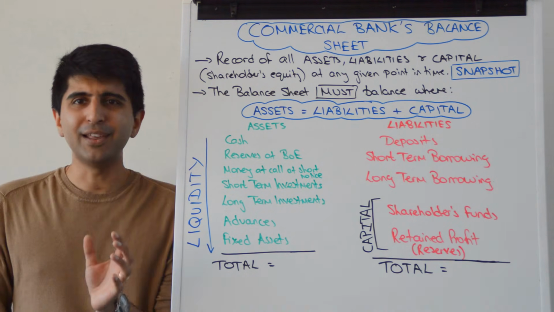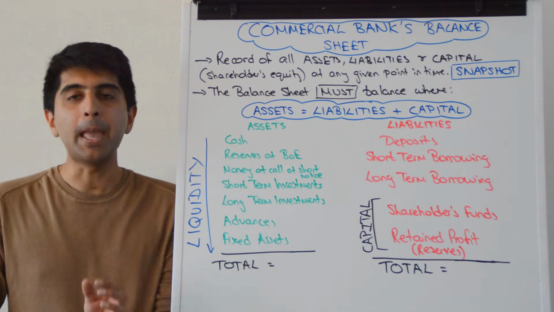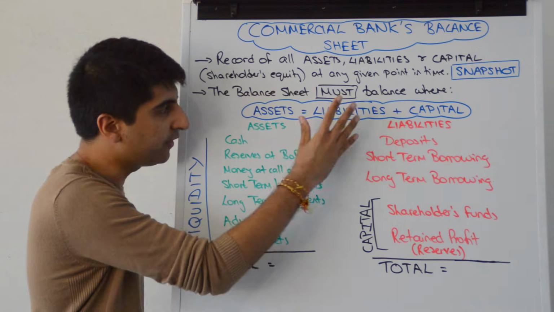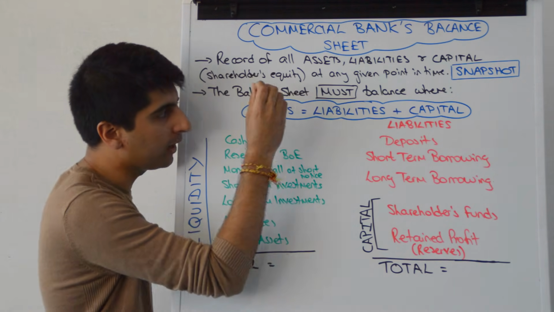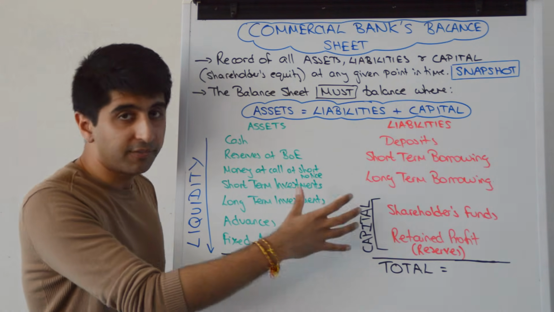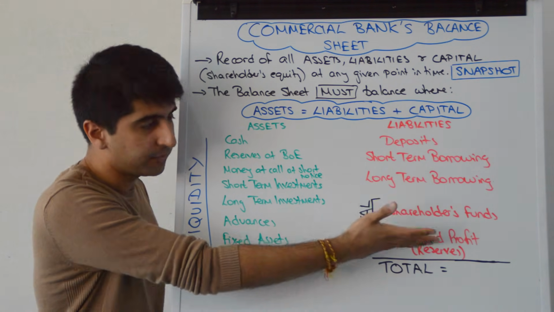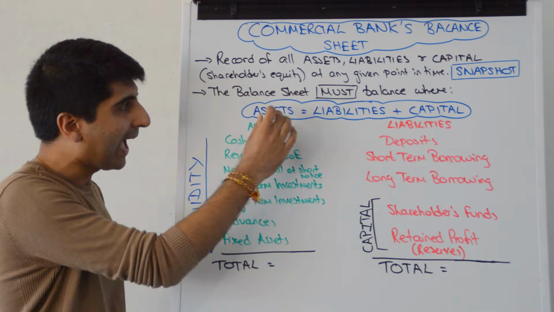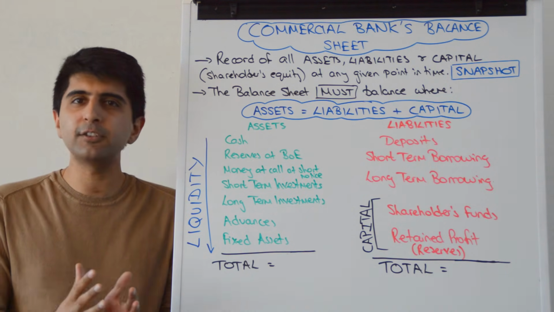The balance sheet is not called a balance sheet for nothing. It must balance according to this equation. Assets must equal liabilities plus capital. We know that capital is a part of liabilities. They are liabilities themselves, these two things. So you can think of it as just assets equaling liabilities. And that makes total sense.